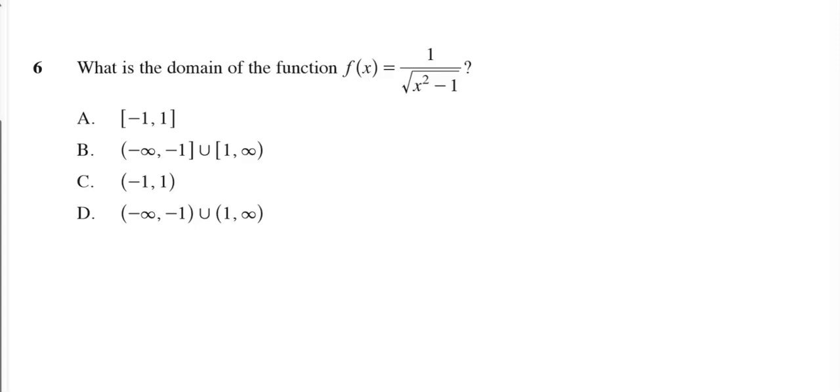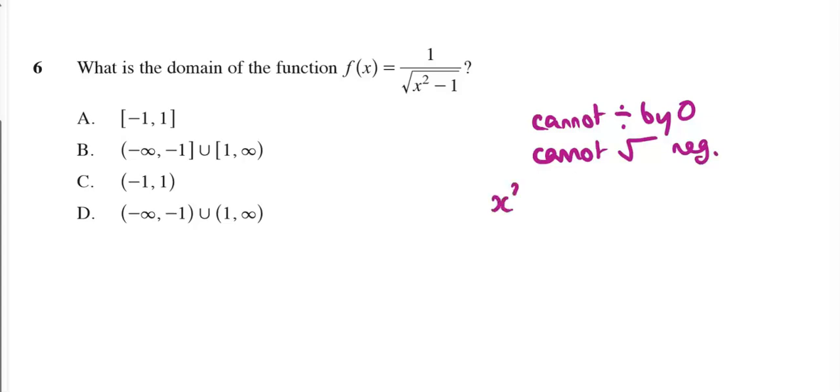Question 6. What is the domain of the function f of x equals 1 over root x squared minus 1? Pause here to try yourself. Okay, so we know we cannot divide by 0. We know we cannot take the square root of a negative number. So both of those conditions mean that x squared minus 1 needs to be kept positive.